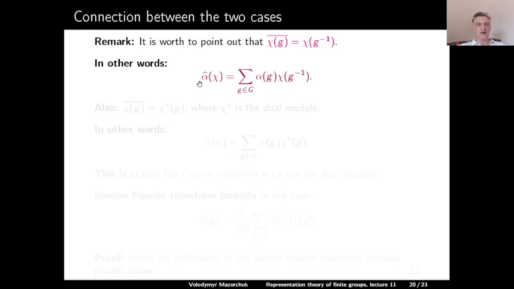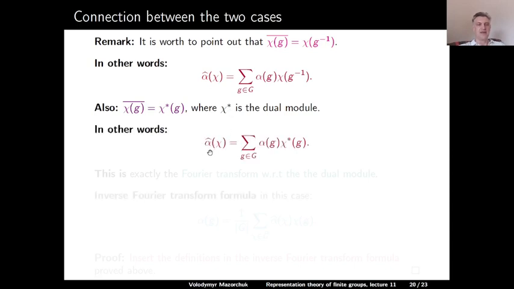In other words, we can rewrite alpha hat applied to chi as a sum over all g in G of alpha of g times chi of g inverse. An alternative observation is that the complex conjugate of chi of g is equal to chi star of g, where chi star is the dual module for the module chi. So in other words, we can also write alpha hat applied to chi as a sum over all g in G of alpha of g times chi star of g. And this is exactly the Fourier transform formula for the dual module.